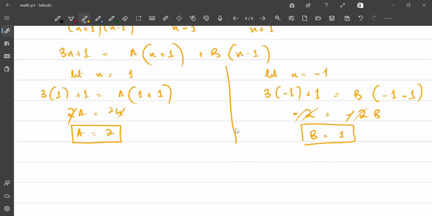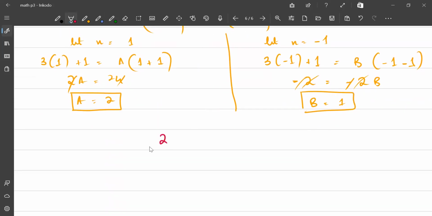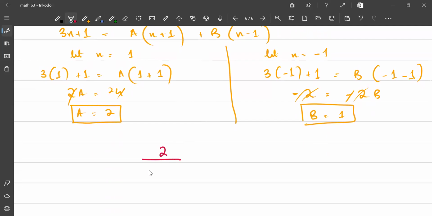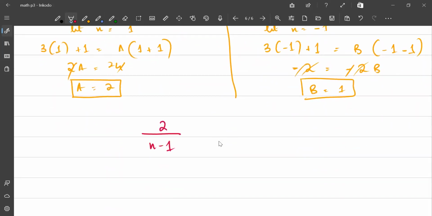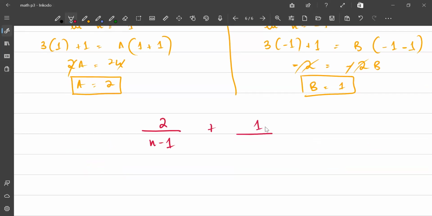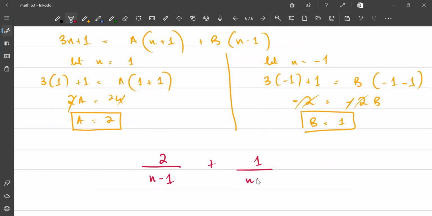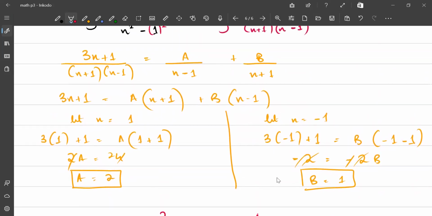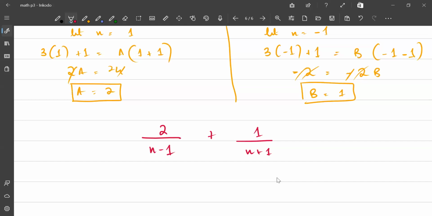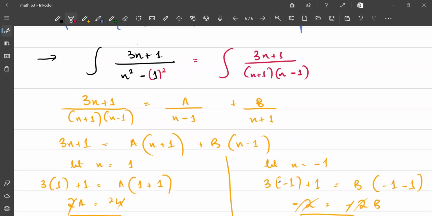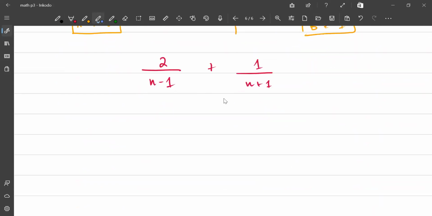Now just write it like this: 2 upon x minus 1 plus 1 upon x plus 1. This is what we have, right? Now, in short, through partial fractions, we have expressed this, which is this, into this form. All right. And now this form can be integrated normally.